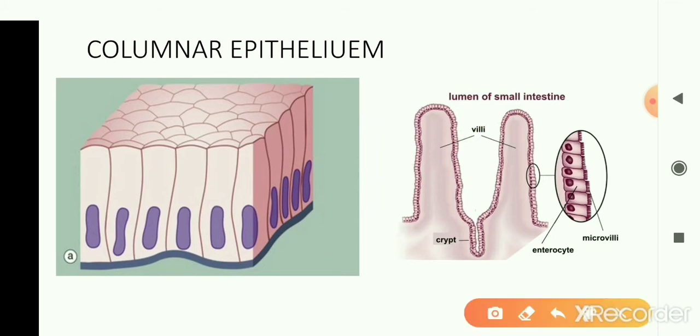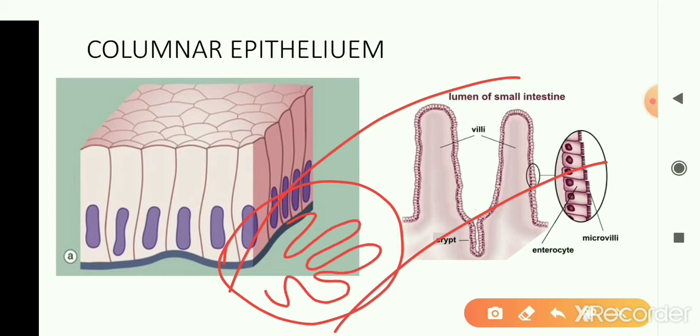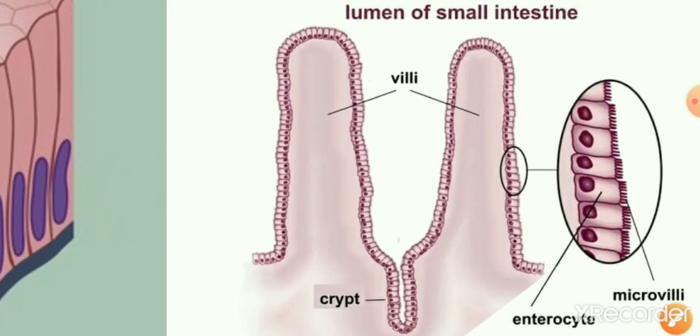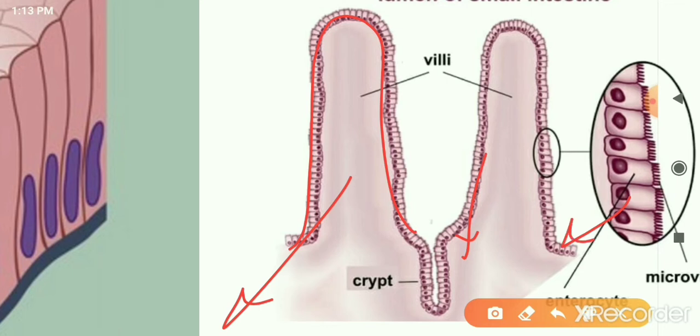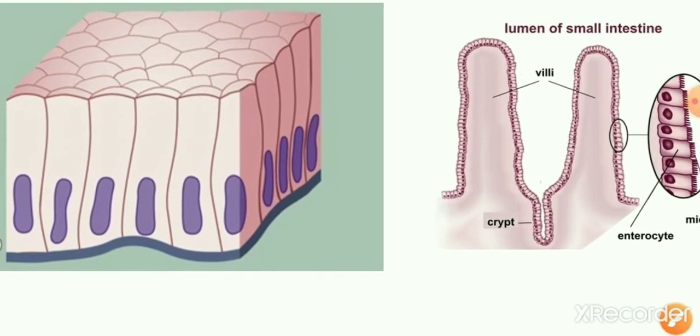Try to recall, you must have learned this in your junior classes. The inner wall of the small intestine is broken into finger-like projections which are called villi. Okay, and these villi increase the surface area for absorption of digested food. So one villi, if you just expand and see, this is one villi. You find that the wall of the villi is made up of these columnar epithelium, which increase the surface area for absorption of digested food.